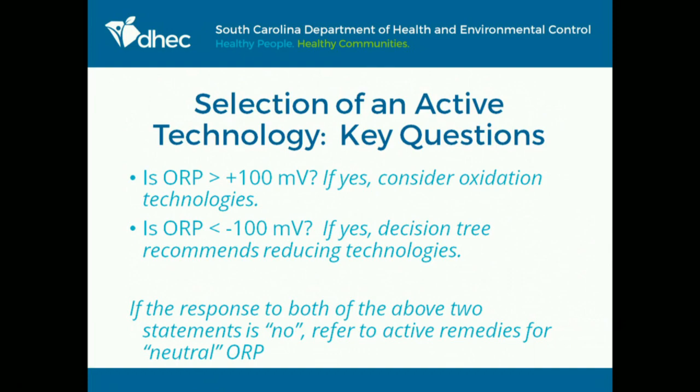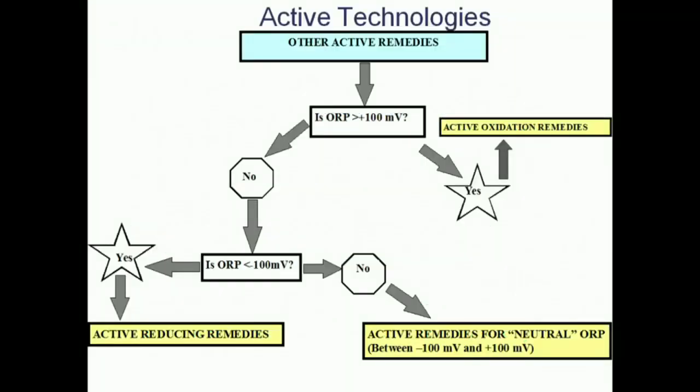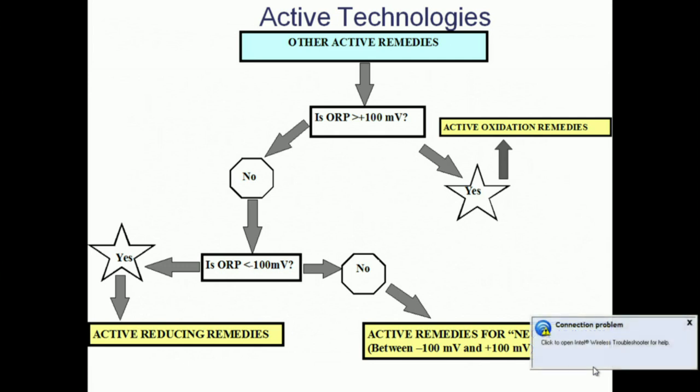You're going to see part of this on page 9 for other active remedies. And again, it shows the progression of the questions. Is ORP greater than plus 100? Yes, then it takes you to active oxidation remedies on the upper right. No, then it takes you to the next question: is ORP less than negative 100 millivolts? Yes, then you're going to active reducing remedies, and no, active remedies for neutral ORP. I hope you understand why I wanted to go over the principles first, because this progression is a little complicated if you don't get the principles.